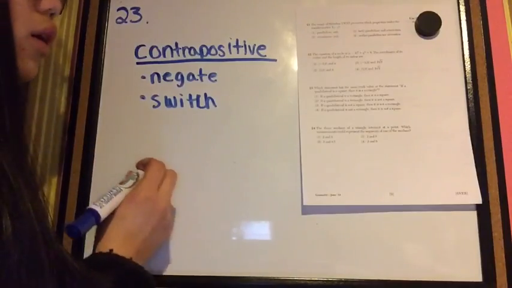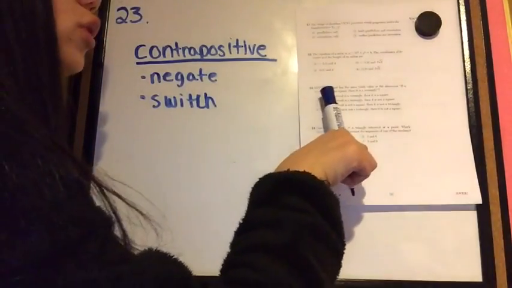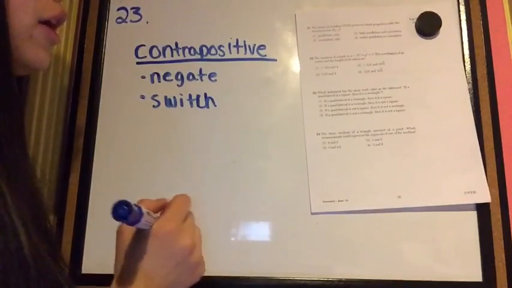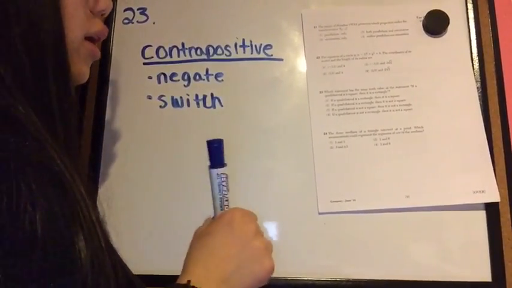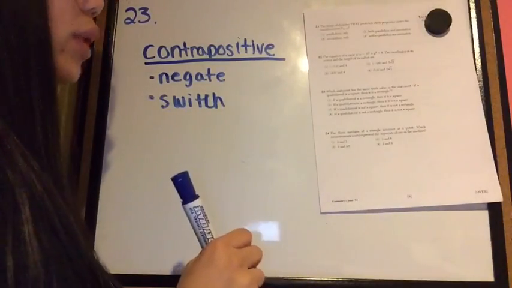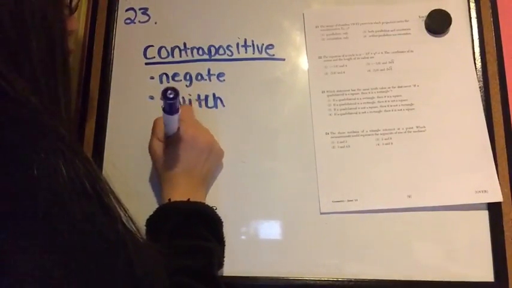So, it says if a quadrilateral is a square, then it is not a rectangle. So if we switch them, it'd be if a quadrilateral and then negate them is not a rectangle, then it is not a square, which is option number 4.